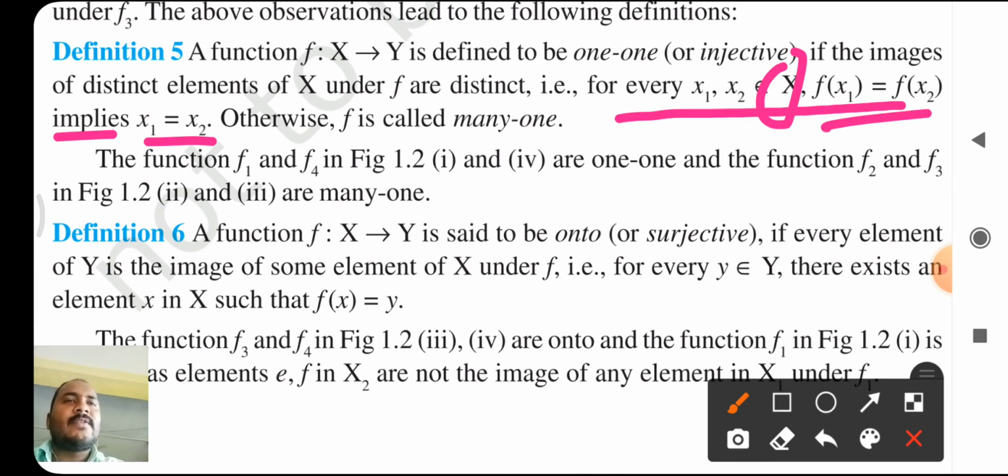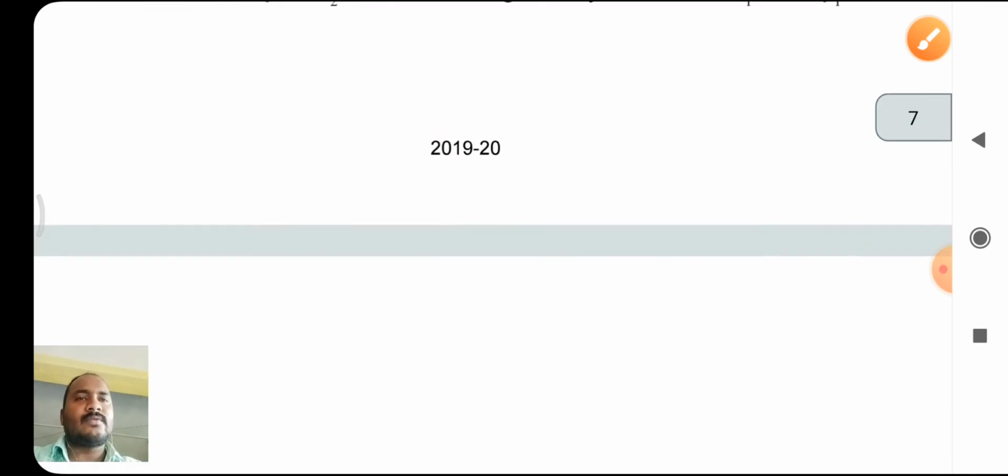Otherwise, f is called a many-one function. My dear students, this is the standard definition for a 1-1 function. Here we observe the functions f1 and f4.